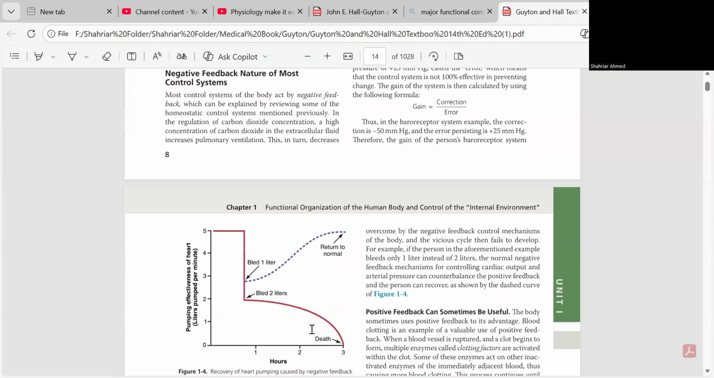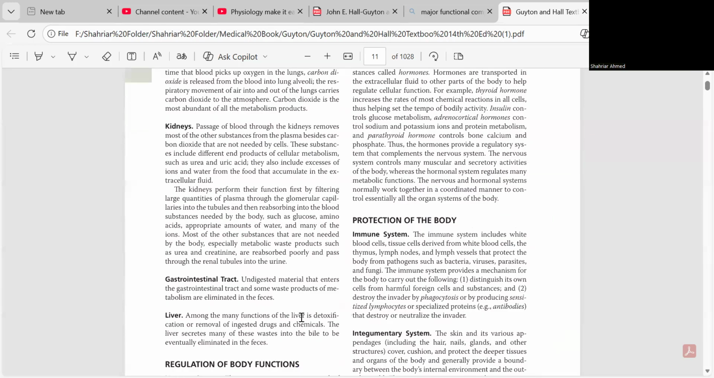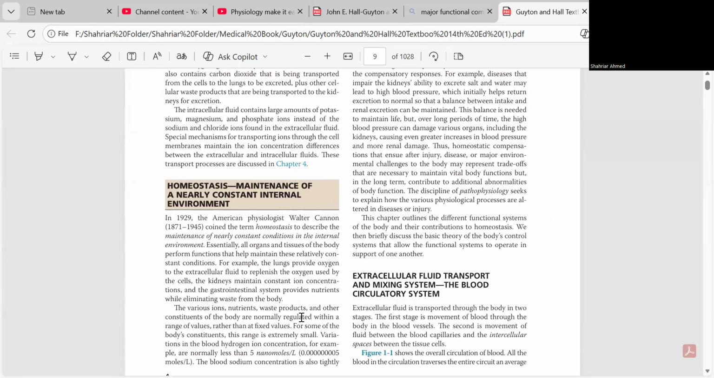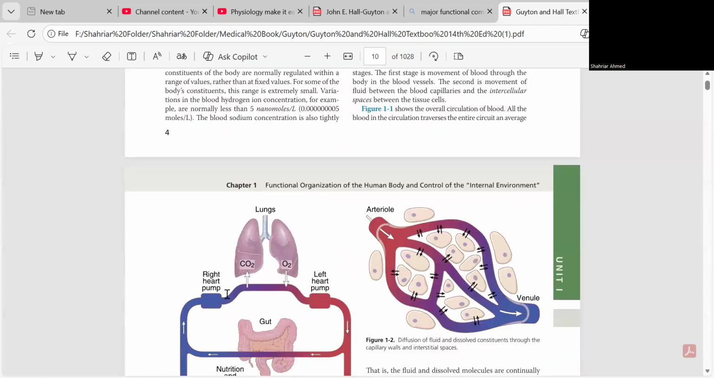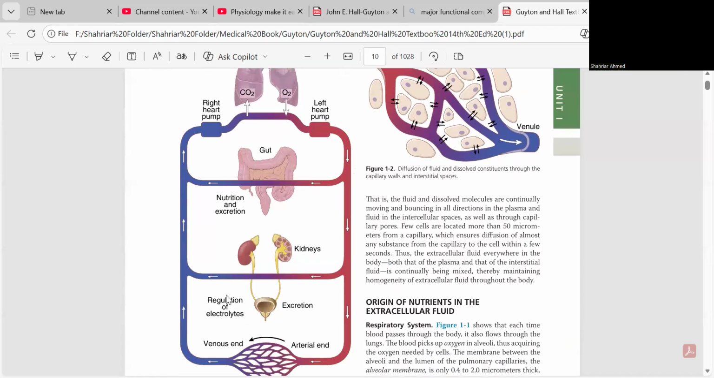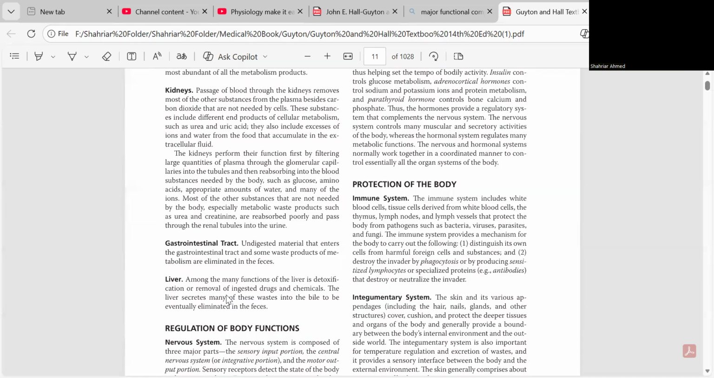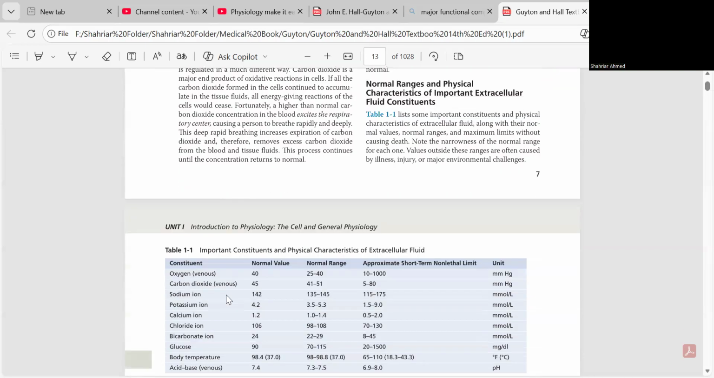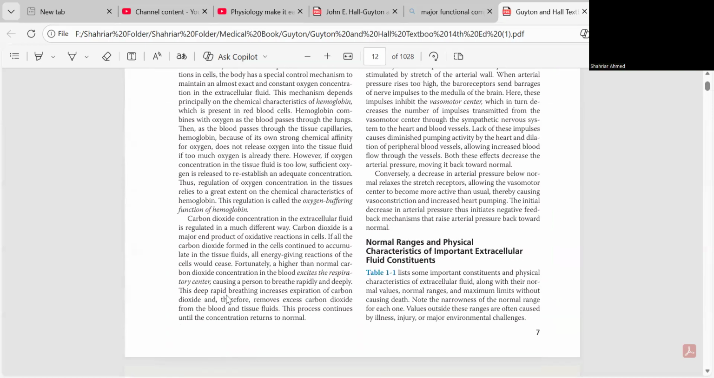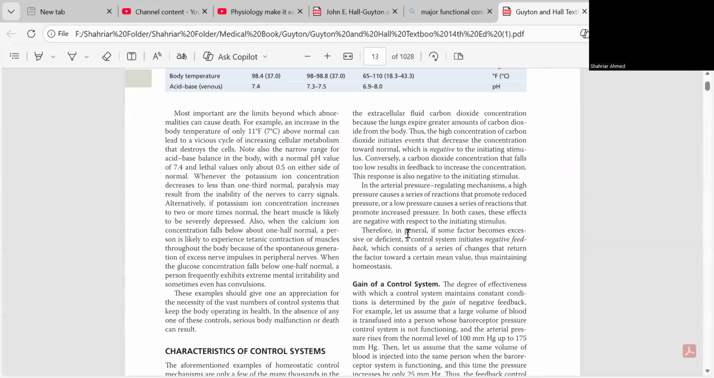So in a nutshell, if we discuss what homeostasis is: homeostasis is the maintenance of nearly constant conditions of the internal environment. How is homeostasis controlled by positive feedback and negative feedback systems? What is a positive feedback system and what is a negative feedback system?